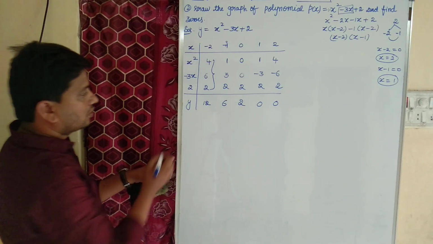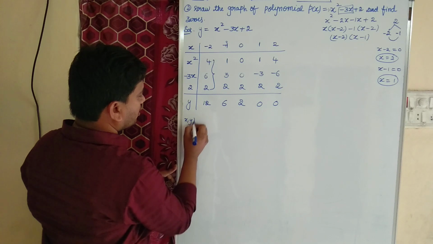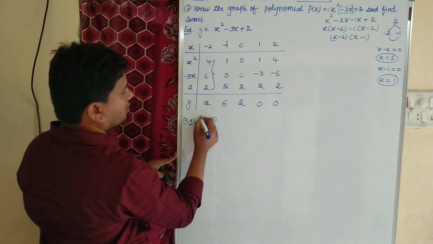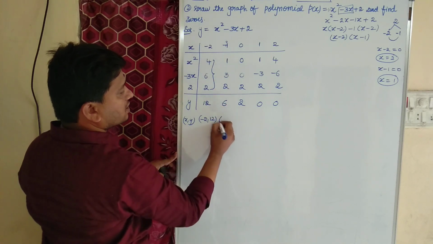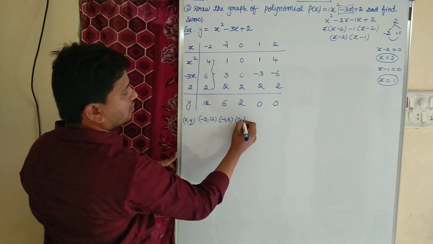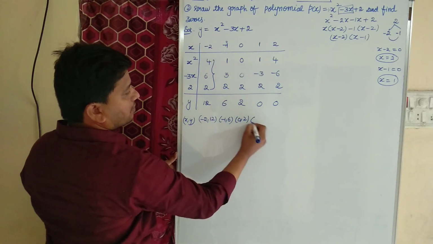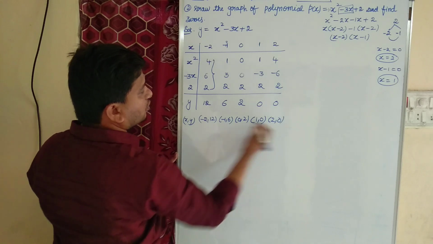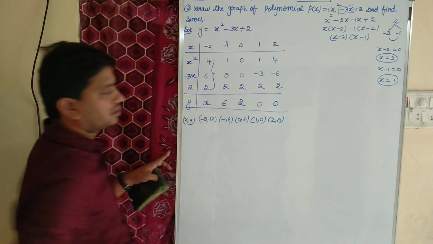Okay, therefore what are the coordinates? The first one is minus 2 comma 12. The second one is minus 1 comma 6. The third one is 0 comma 2. The fourth one is 1 comma 0. The fifth one is 2 comma 0. They are the coordinates. Right?